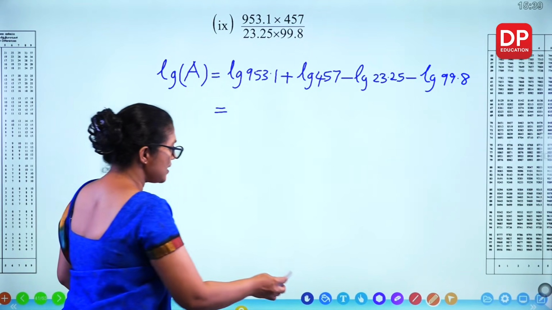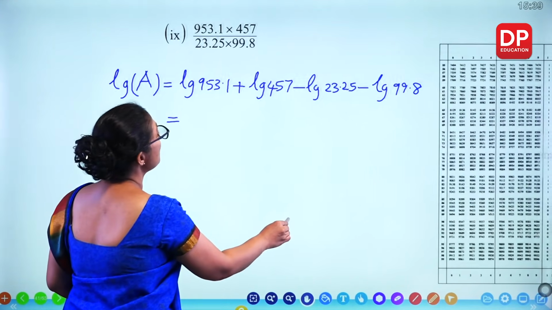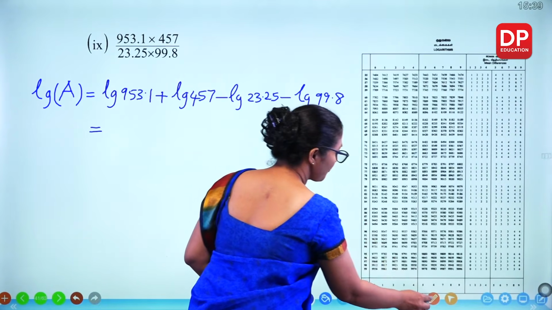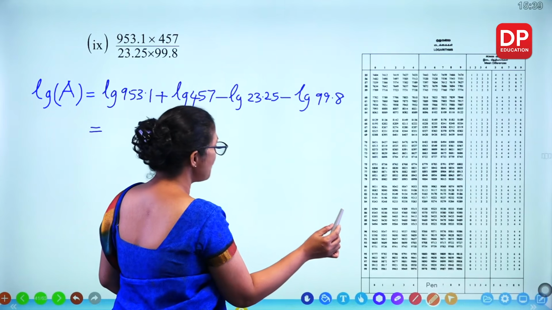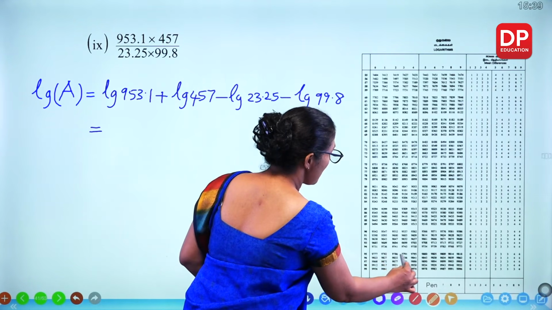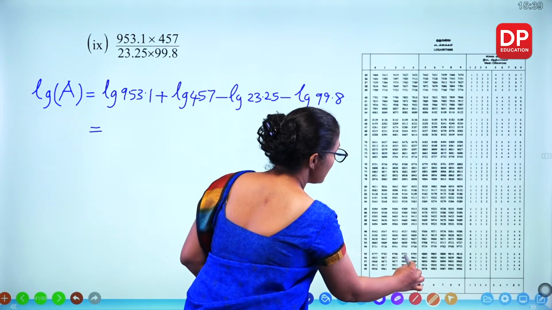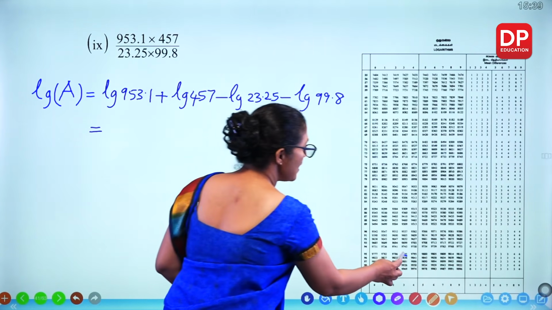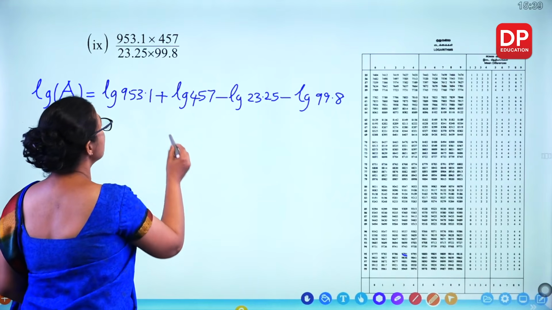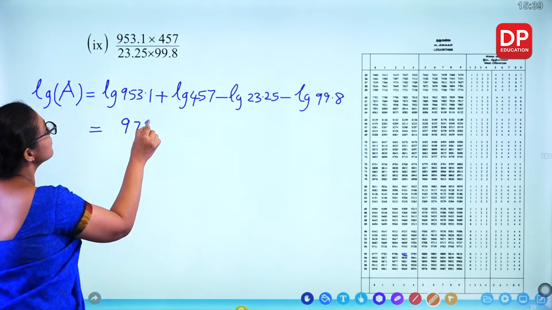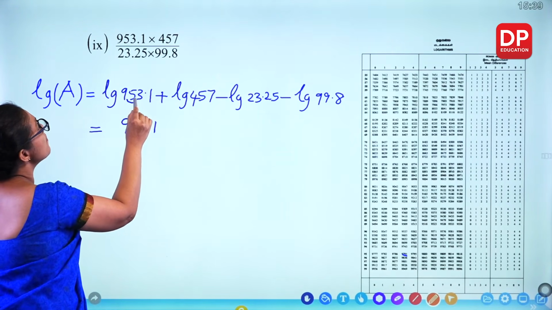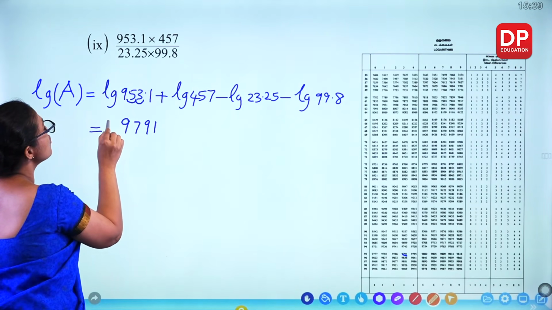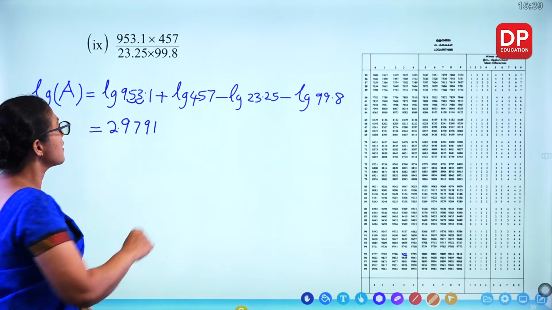Now we'll refer to the table. 9531 from this table. 95.3 is here, 3 and 1. 1 is 0, so you need to get this number, 97, 91. This is 2 places to the right. So what's the characteristic? 2 is the characteristic.